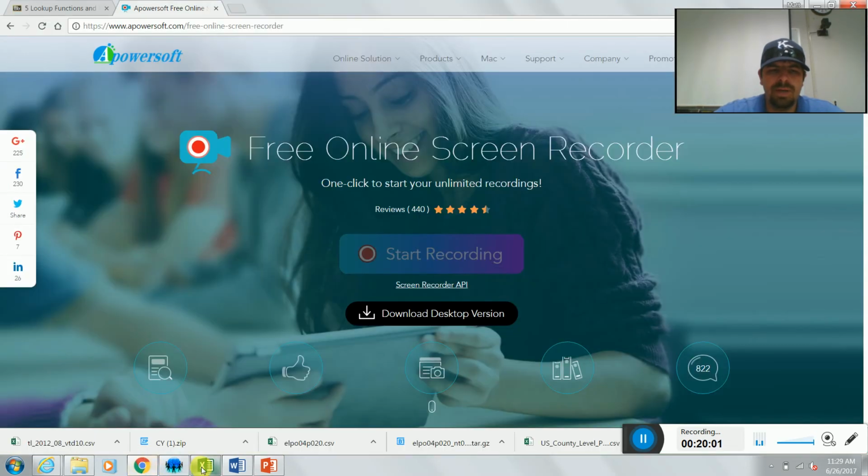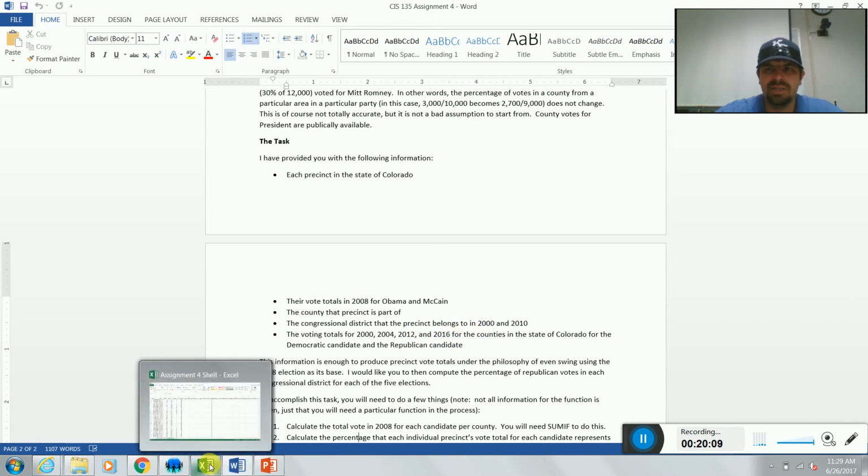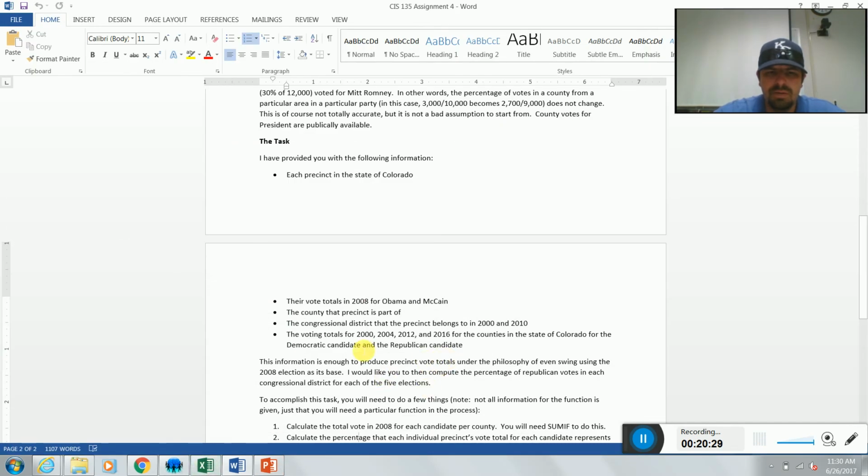If we go back here, the congressional district that the precinct belongs to in 2000 and 2010. Okay, so these are two different numbers. There are a total of 7 congressional districts in the state of Colorado. That's important. And then we have the voting totals for 2000, 2004, 2012, and 2016 for the counties in the state of Colorado for the Democratic candidate and the Republican candidate.